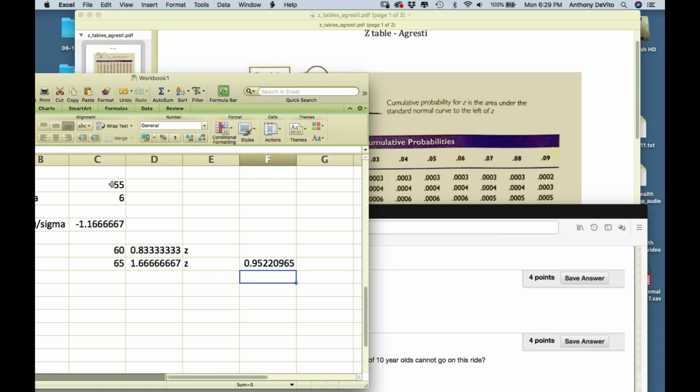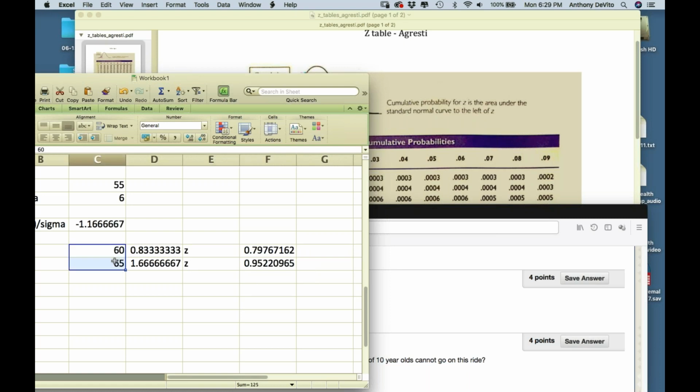Now 60 is also to the left of the mean, right? But it's a smaller number. It's going to be more than 50%, but not as much as 65 inches tall. So it's going to be equal to NORM.S.DIST, parentheses. Okay, and I'm going to tell it to look up the area for a z-score of 0.833, and that's equal to 79%.